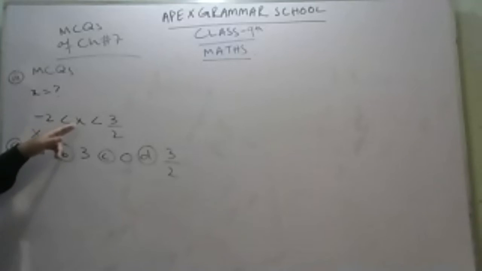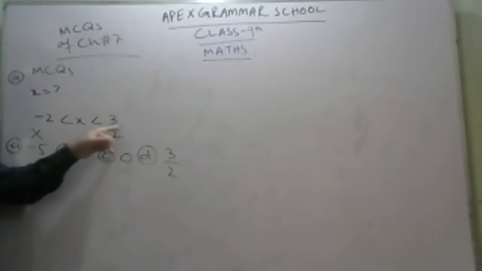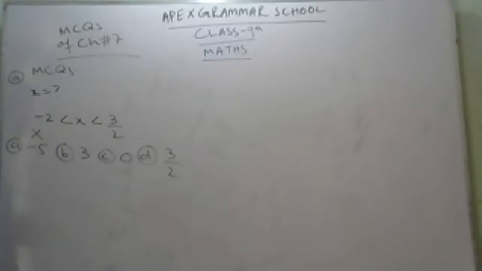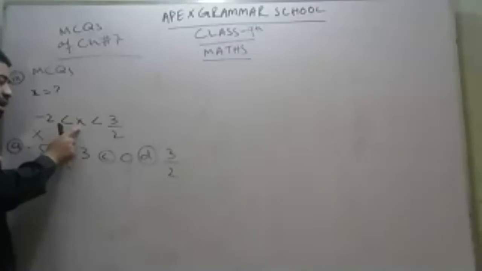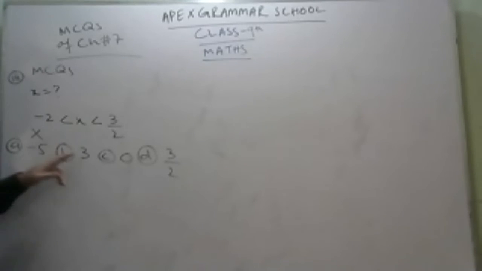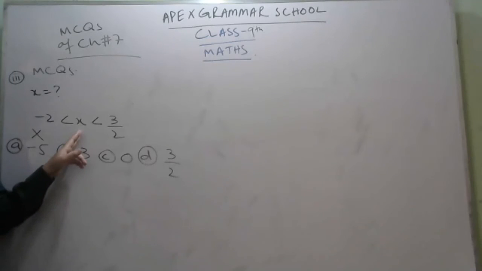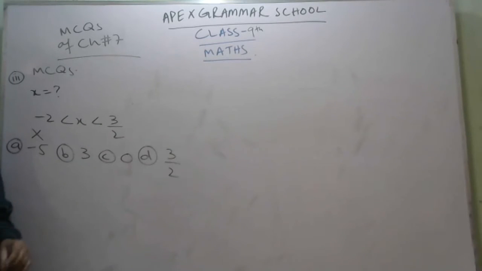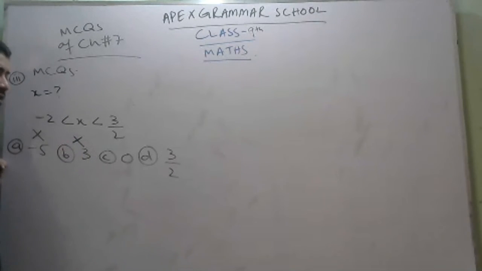We need a greater number than minus 2, but lesser than 3 by 2. So minus 5 is not greater. 3 is greater, but if we put this here, this number should not be greater than 3 by 2, because 3 by 2 is 1.5. So 3 is greater than 1.5. So this option is again incorrect.